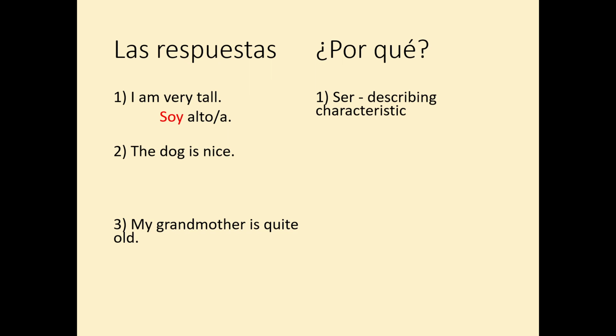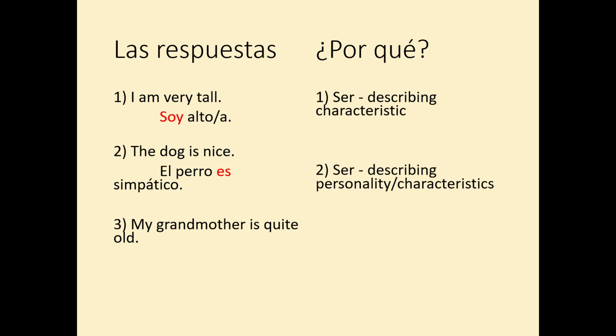Number 2, the dog is nice. El perro es simpático. Making sure we've got simpático because perro is masculine and it's singular. We're talking about a dog in third person. That's why we need ser. And we're describing the personality or the characteristics of the dog.